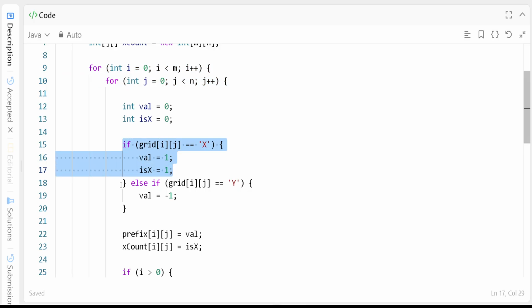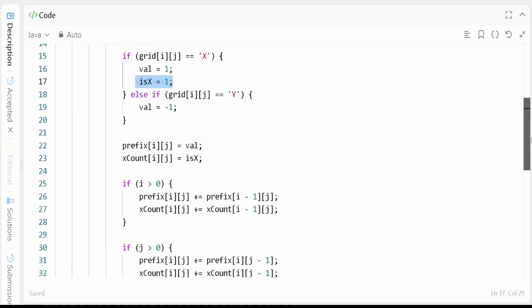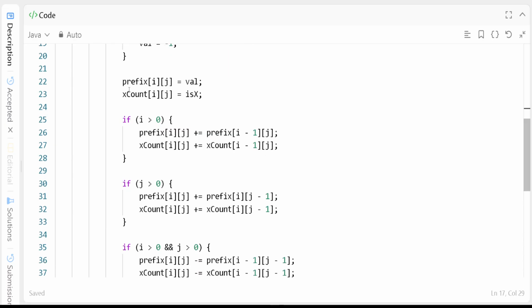So you will check if the grid contains x or the grid contains y. If it contains x, it means 1, or y, then it is -1, right? Like this. And we are also checking whether x is 0 or 1, that we will check. Okay, then each time we need to calculate the sum, right? So the prefix sum we have and the x count we have, so you will keep checking.